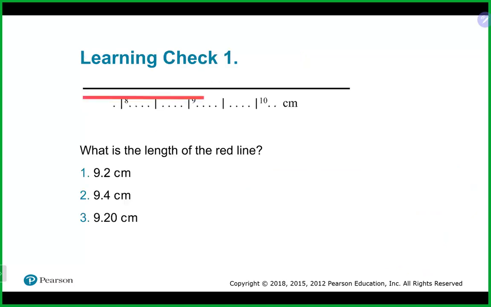Okay. All right, why don't you give this a try. Let's measure the red marking. This is the 8 marking. This is the 9 marking. That's the 10 marking. These obviously are centimeters. What should be the proper reading there?